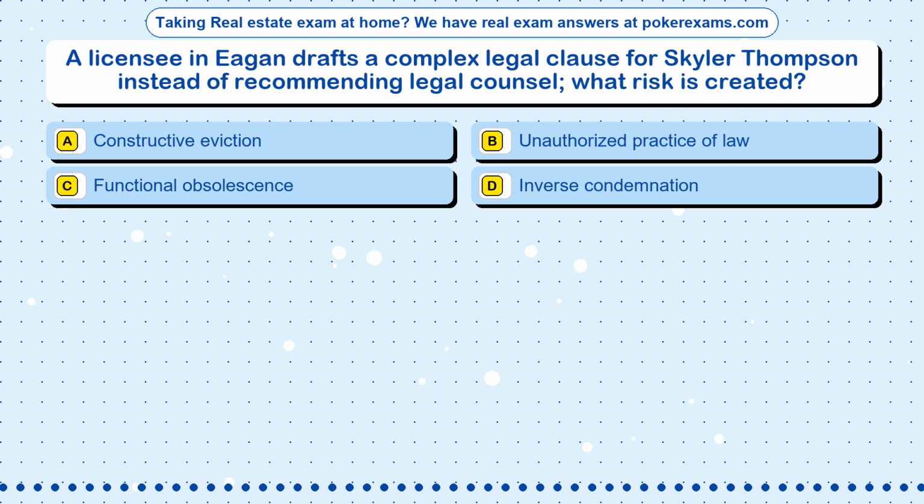Question 38. A licensee in Eagan drafts a complex legal clause for Skylar Thompson instead of recommending legal counsel. What risk is created? Option A. Constructive eviction. Option B. Unauthorized practice of law. Option C. Functional obsolescence. Option D. Inverse condemnation.